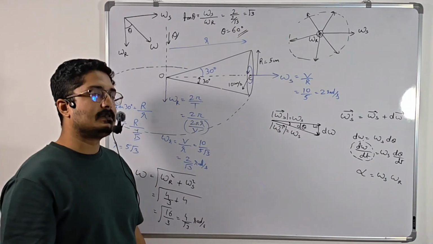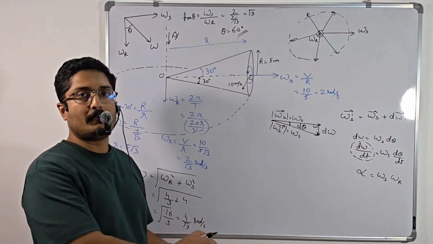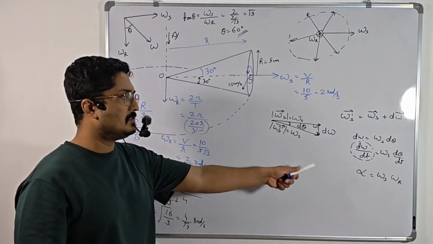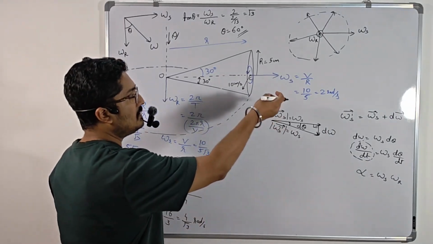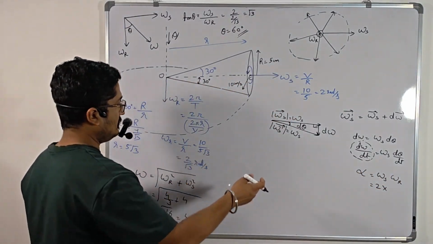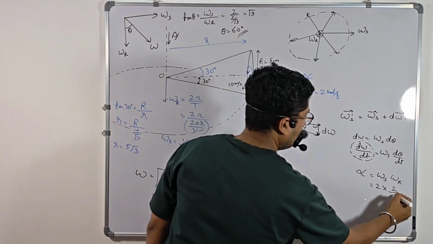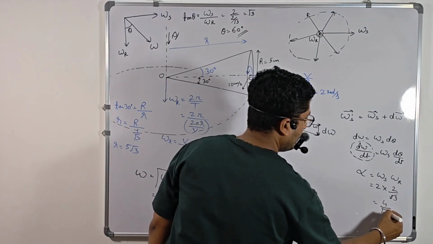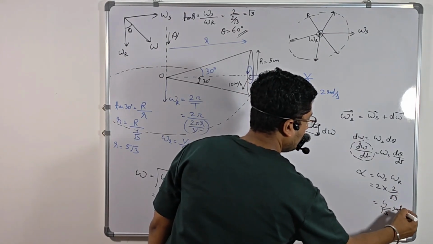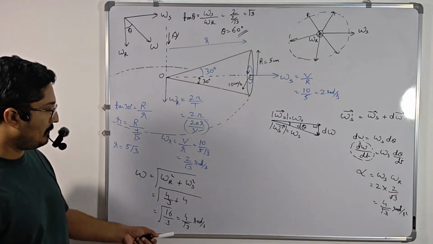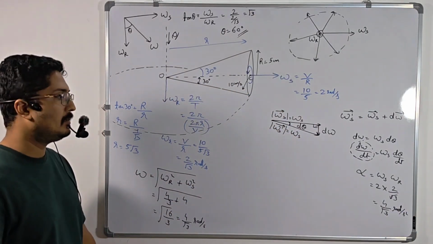Now see, I am not interested in finding the direction of alpha as per the question. They're only interested in the value of the alpha. So this is the alpha. Substitute the omega s, how much is it? 2. And substitute the omega r, which is how much? 2 by root 3. And we'll be getting it as 4 by root 3 radian per second square. Okay, this will be the answer. Somehow we are getting the same answer for both of that.